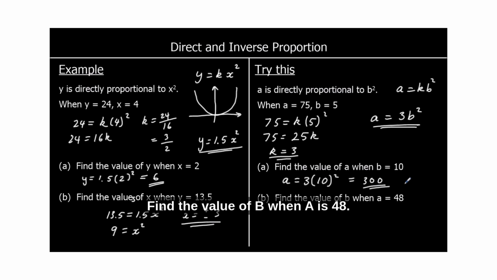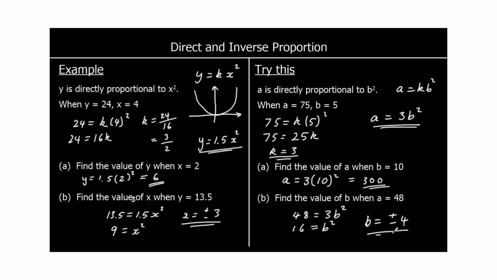Find the value of b when a is 48. So we have a is 48. So 48 equals 3b squared. Divide both sides by 3. So 16 equals b squared. And square root both sides. So b is plus or minus 4.